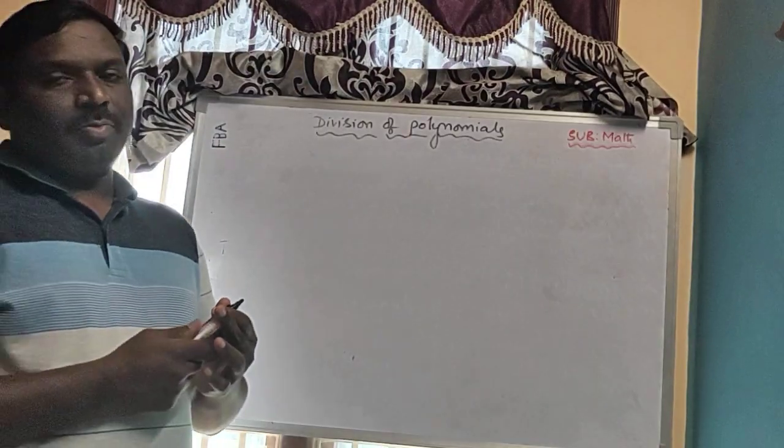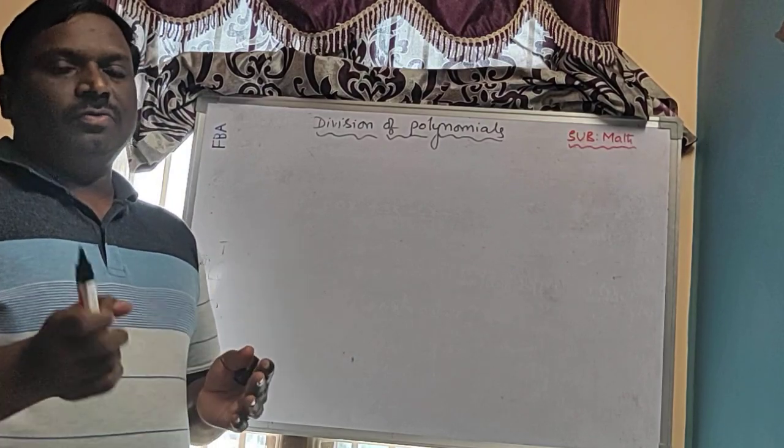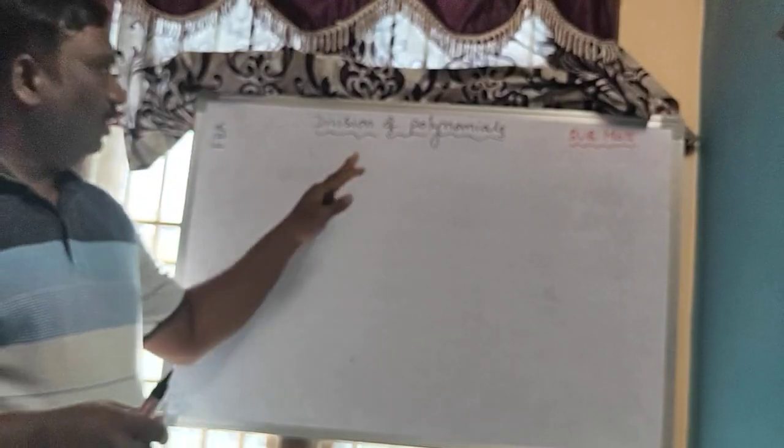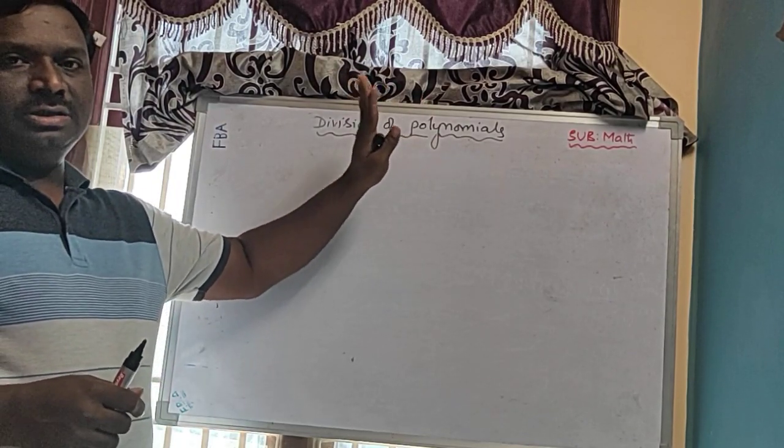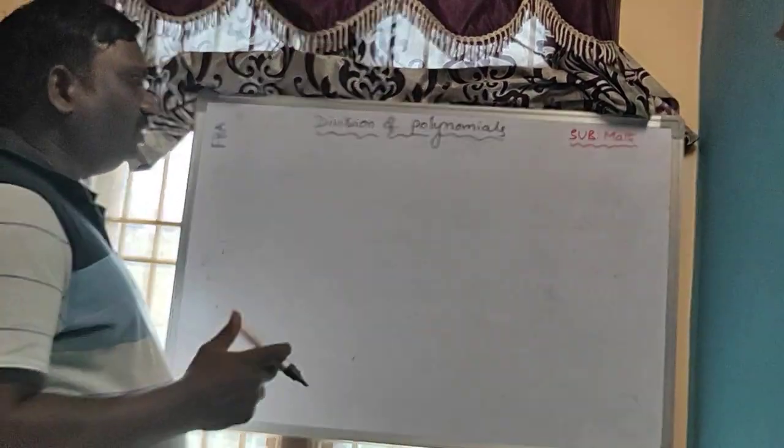This is the last session for polynomials. Till now, we have discussed the polynomial chapter. The last topic is division of polynomials. That is the fourth exercise. All of you know about divisions.